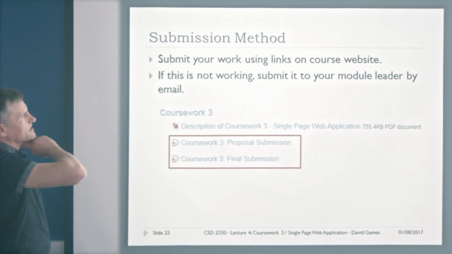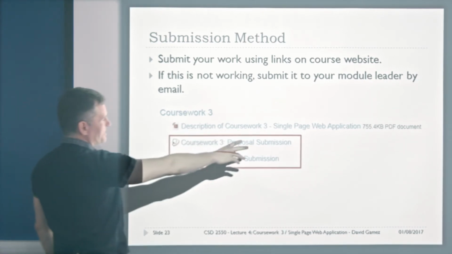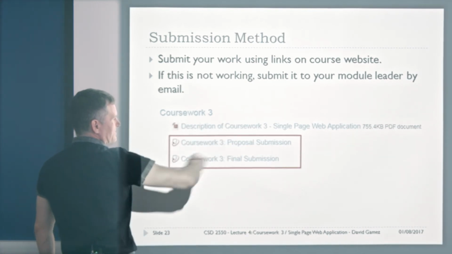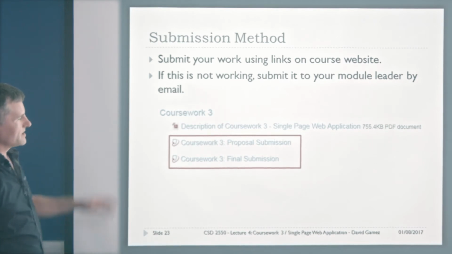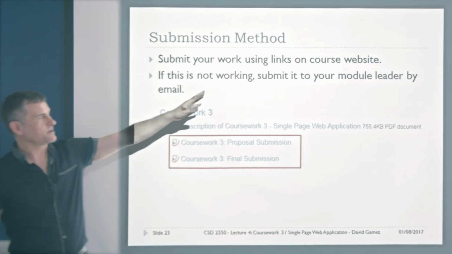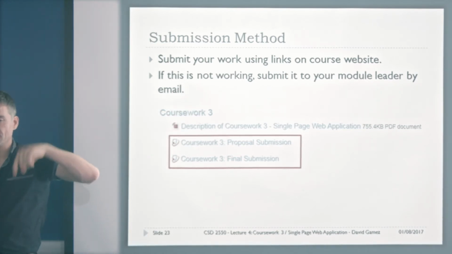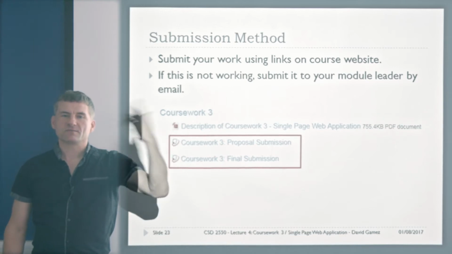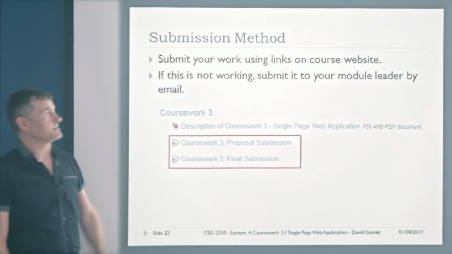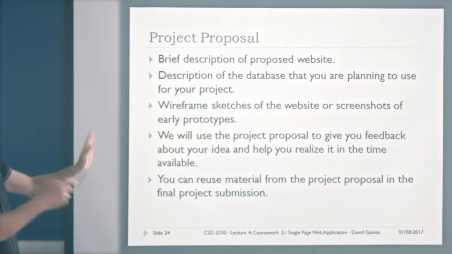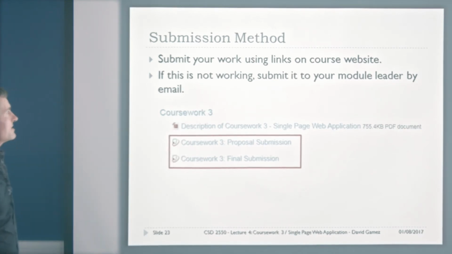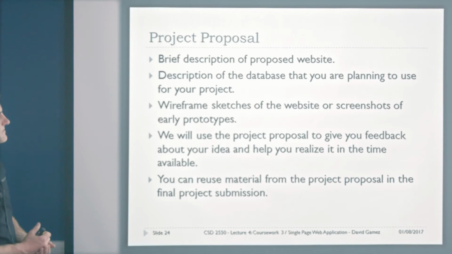So you use the links on the course website to submit your projects. So here's the Coursework 3 section, which has the description of the coursework, and then the links for submitting the proposal and the final submission. If you're late, or if UniHub's down or something like that, then submit to your module leader by email. If it's CSD 2550, I'm your module leader. If you're on a different module, then you'll find out who your module leader is and submit it to them by email. Only if that's not working, or if it's late. Otherwise, please submit it using the electronic thing, because otherwise it creates a lot of extra work.